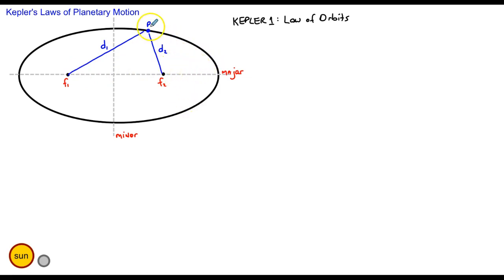So let's look at some other random point. Let's call that point Q. And so we would see that the two distances, even though they've changed, the sum of them has to be the same. So we could say that D3 plus D4 has to be that same constant that D1 and D2 were. So that's basically the nature of an ellipse.